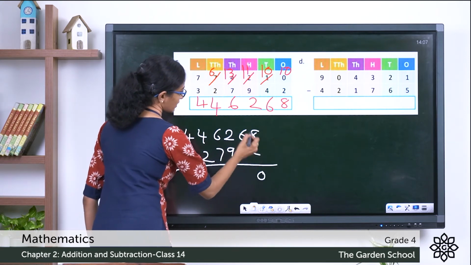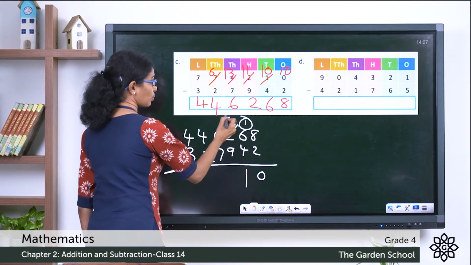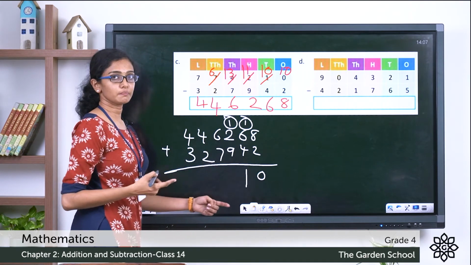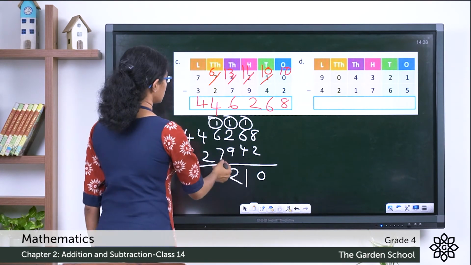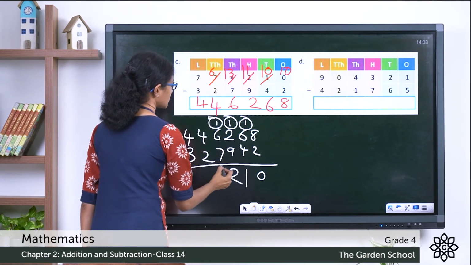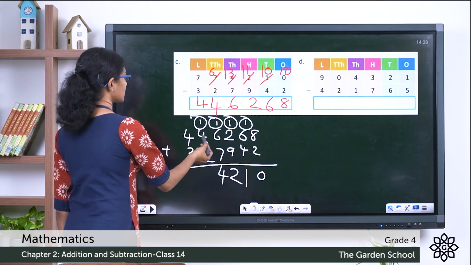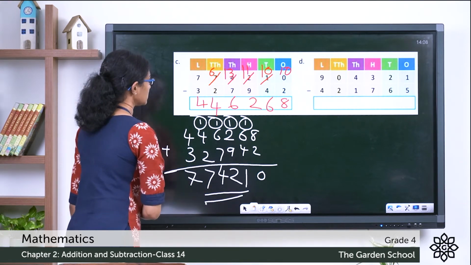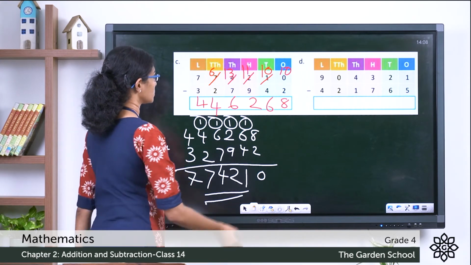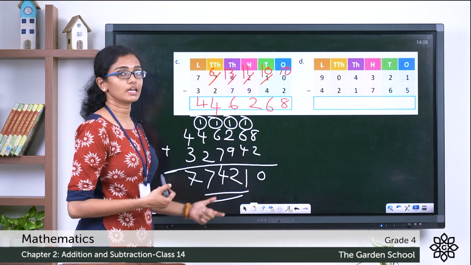8 plus 2 10, carry over 1. 6 plus 4 10 plus 1 11, carry over 1. 9 plus 2 11 plus 1 it is 12, carry over 1. Now 7 plus 6 13 plus 1 it is 14, again a carry over 1. 2 plus 4 6 plus 1 it is 7 and 3 plus 4 7. So it is 7,74,210, which is the minuend. Hence the subtraction was done correctly.